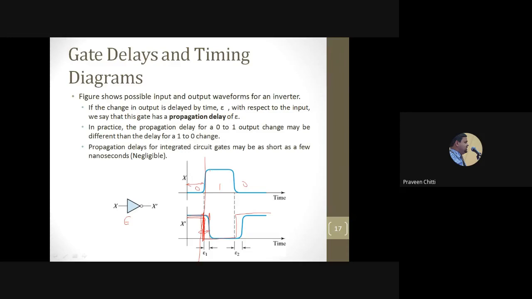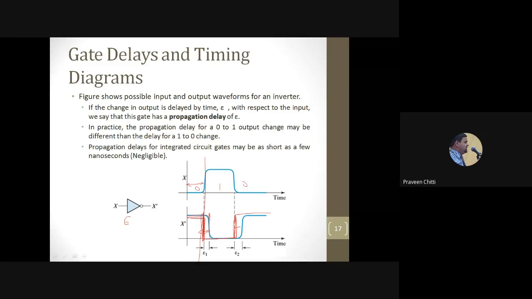Now the input remains 1. Here the input is changing to 0. So output should change from 0 to 1 instantaneously at this instant only. But it will not change at this instant. It changed after some delay, that is epsilon 2, and this epsilon 2 is called the gate delay or the propagation delay of the gate. So I hope it is clear how to draw these. These are called timing diagrams in fact. Whatever I have drawn is the timing diagram.